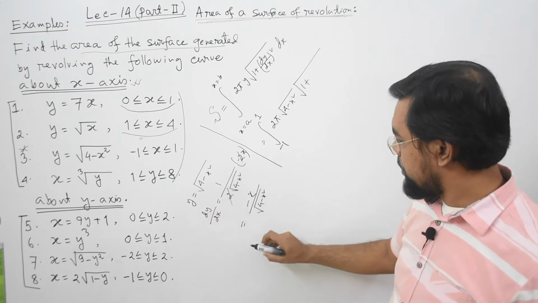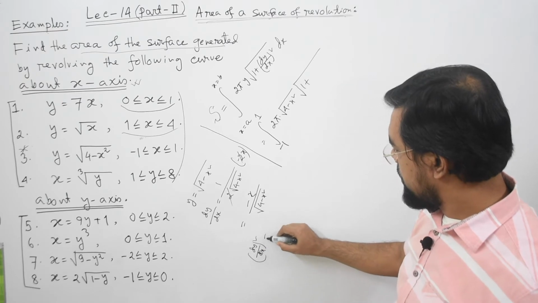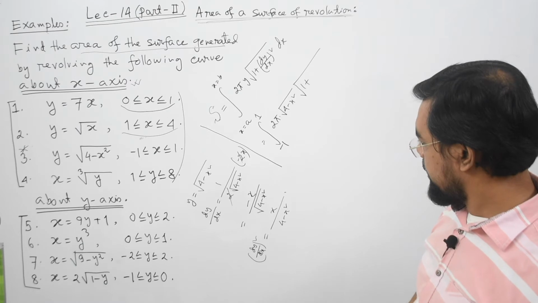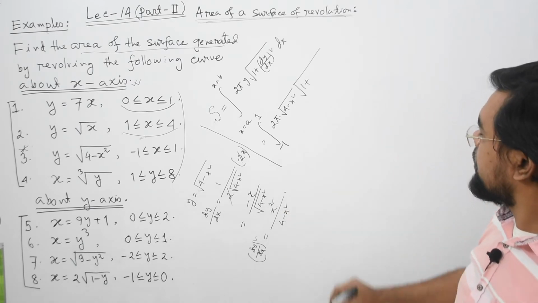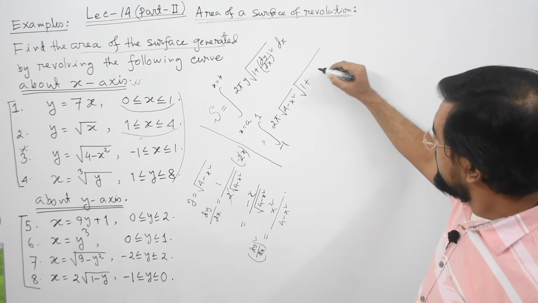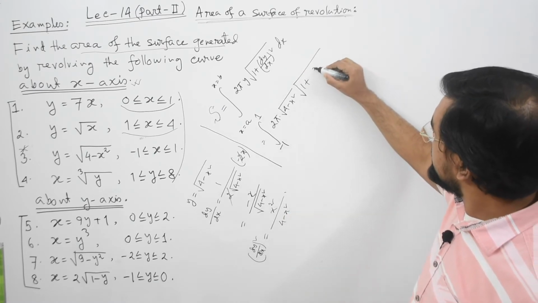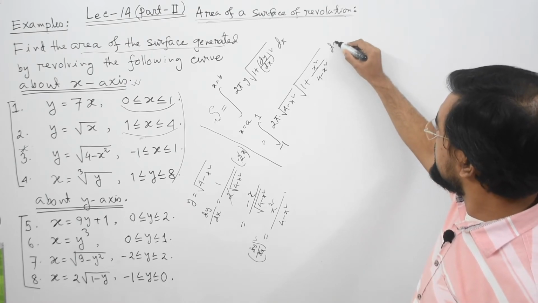And the square of dy/dx, if you square it, you will get x squared by 4 minus x squared. So let me write it here. The square of the first derivative is x squared by 4 minus x squared, dx.